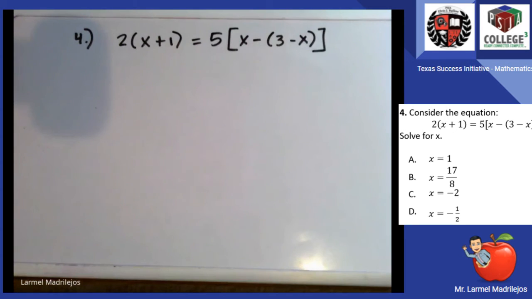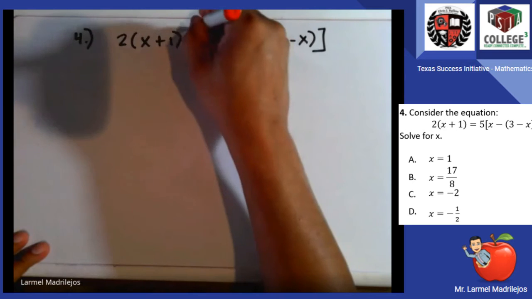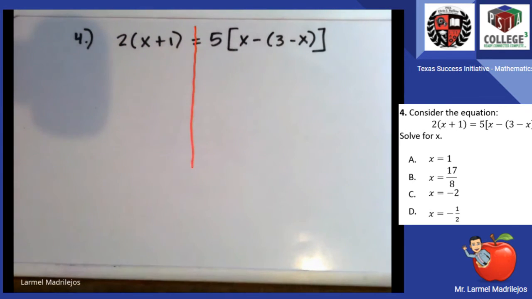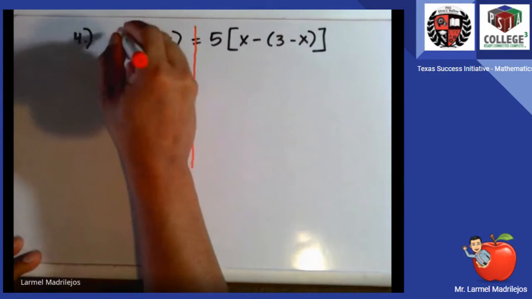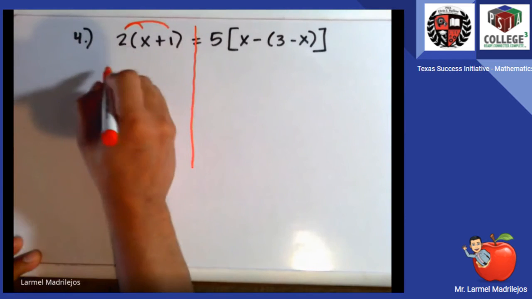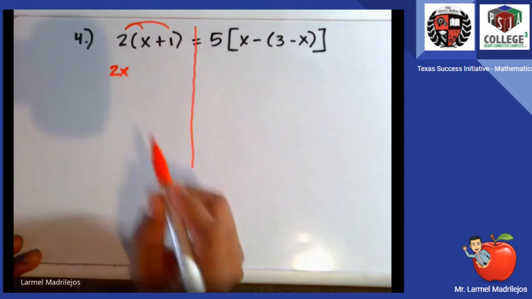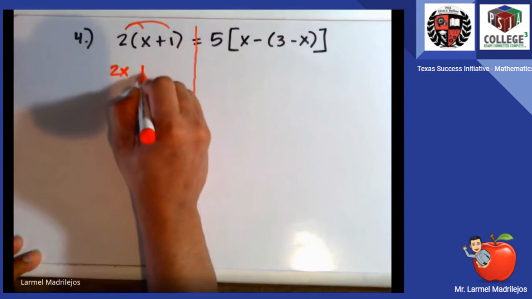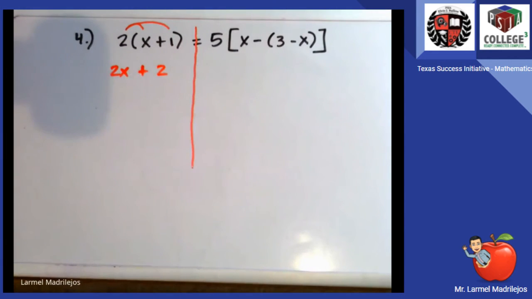The same thing I'm going to do. I need to work out the equation first. I'm going to distribute the 2 to all terms here. 2 times x gives me 2x. 2 times 1 gives me 2. I'm done with that. The next is, in PEMDAS, we start with parentheses.